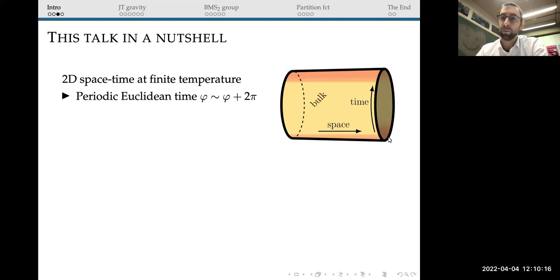And then I'm going to describe most of what's happening here on one of the boundaries of space-time. By the way, I'm going to really deal with just one boundary. I'm not going to address the fact that there may be a second boundary in another asymptotic region. I'm going to deal with just one boundary.